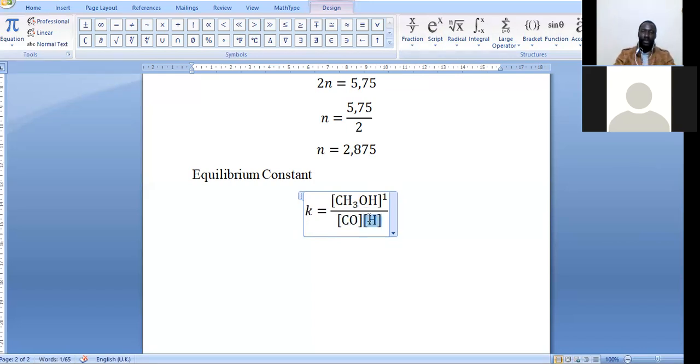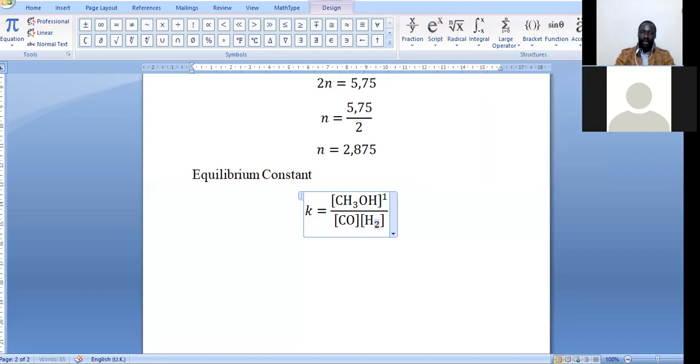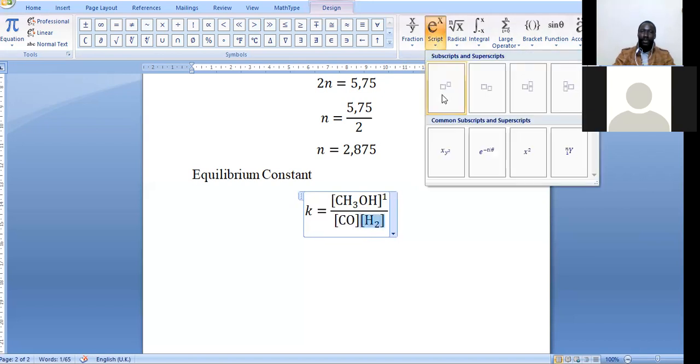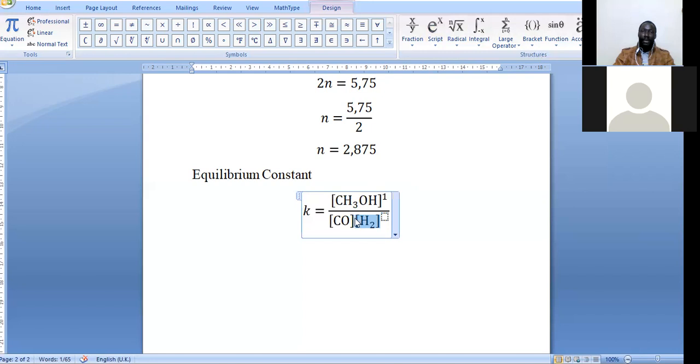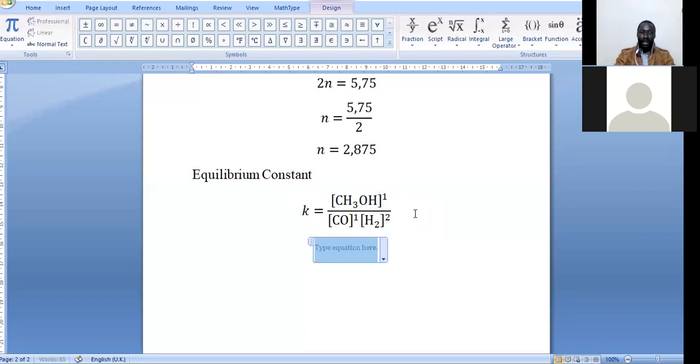So this is the formula. H2, write it down here, like that. So now the next thing is, we have to raise this to the number of moles, and also we have to raise this to the number of moles. So what's the number of moles of carbon monoxide? The number of moles of carbon monoxide is 1. The number of moles of hydrogen at equilibrium is 2. So at this point, we can go ahead and substitute. We have now generated the formula.